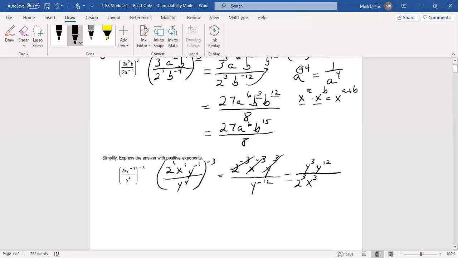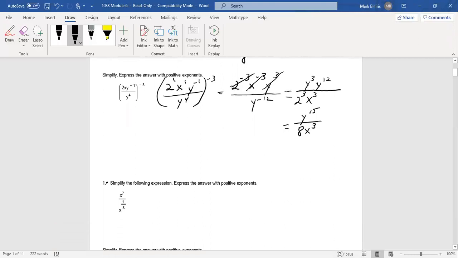Our next step will be to simplify. So we're going to use the product rule. We have y to the 3rd times y to the 12th. So we add, and that becomes y to the 15th. In the denominator, we have 2 cubed, which is 8, because 2 times 2 is 4, times 2 is 8, and x to the 3rd. So our final answer is y to the 15th over 8x to the 3rd.